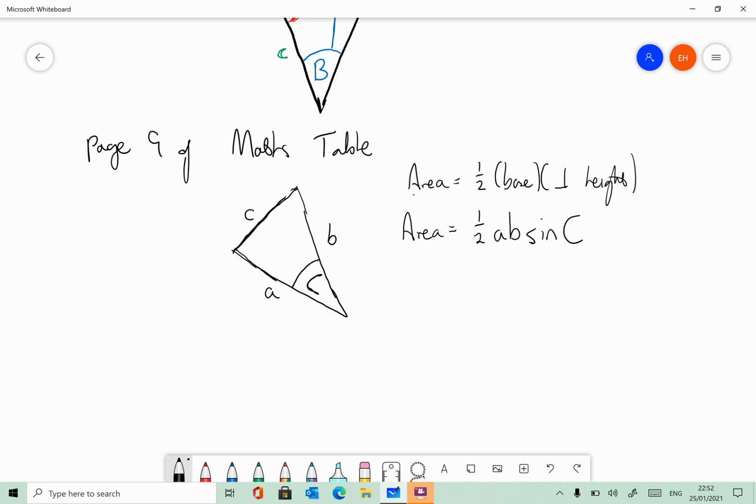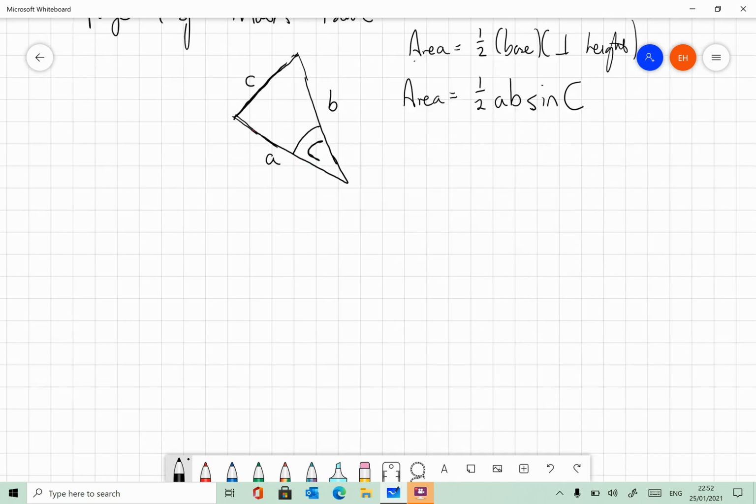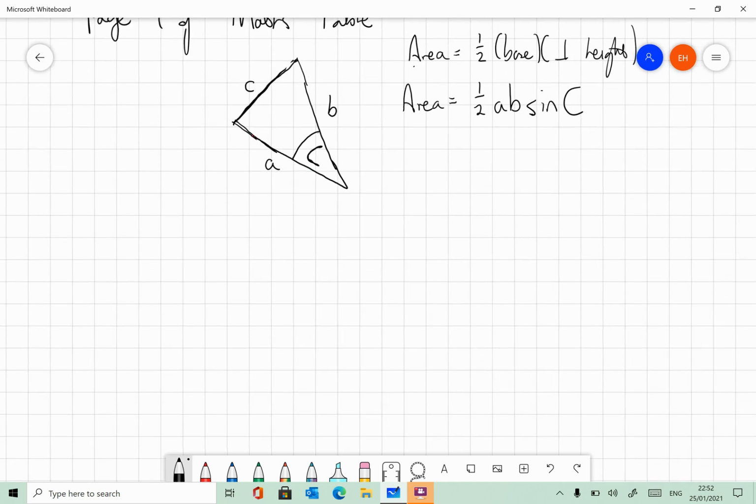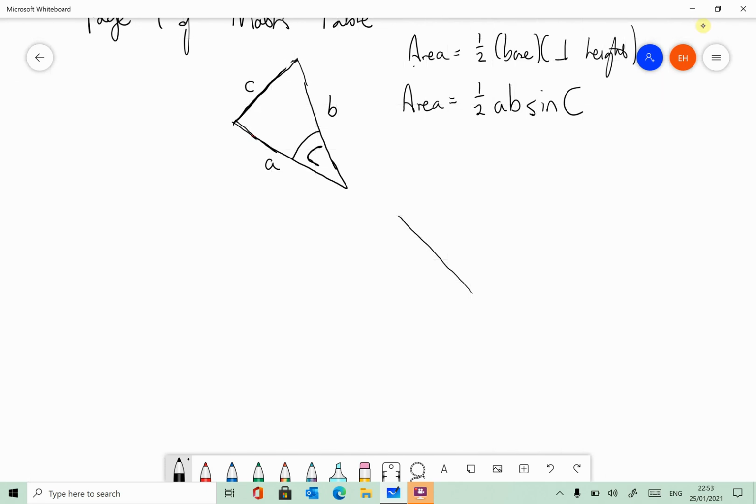Now, let's look at an example of this. If I have this triangle that I'm going to draw here, just some weird triangle, and I'm told this side is 5 and this side is 7 and the angle in here is 56 degrees, I should be able to work out the area of that triangle.